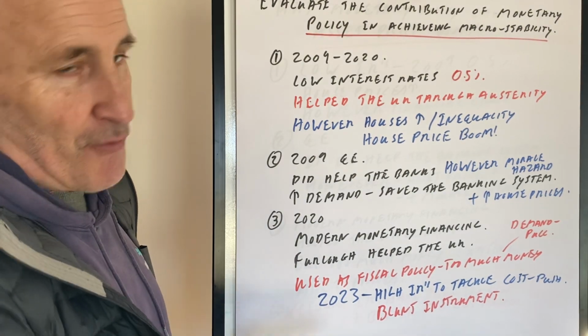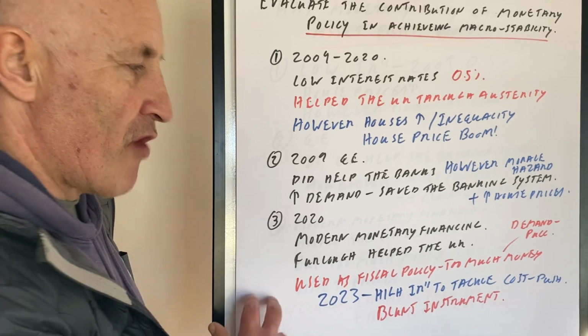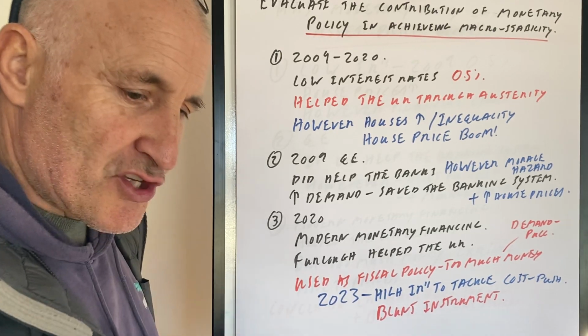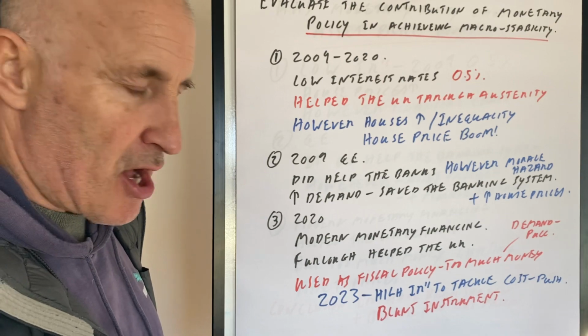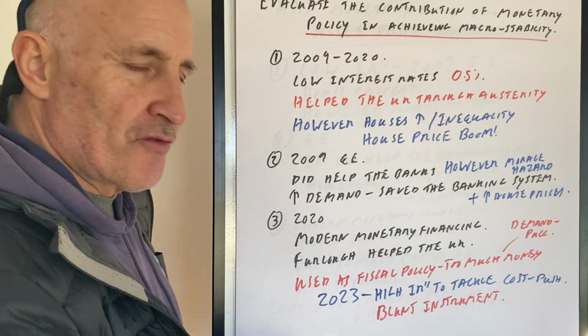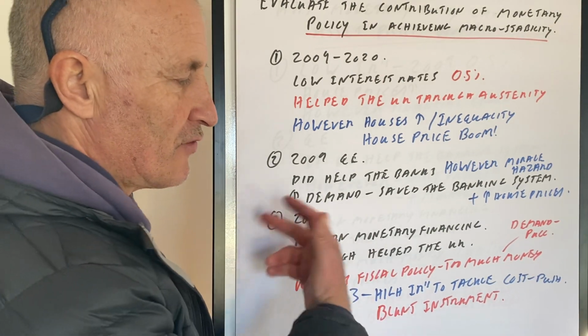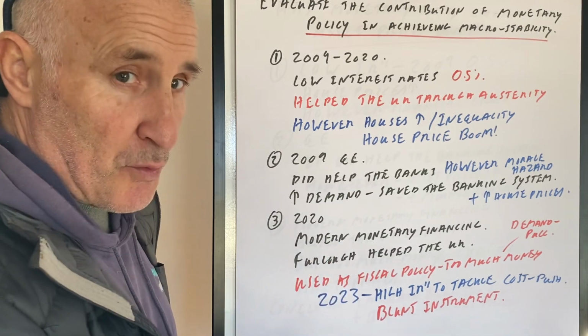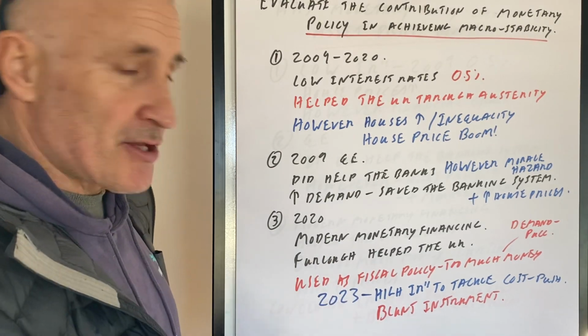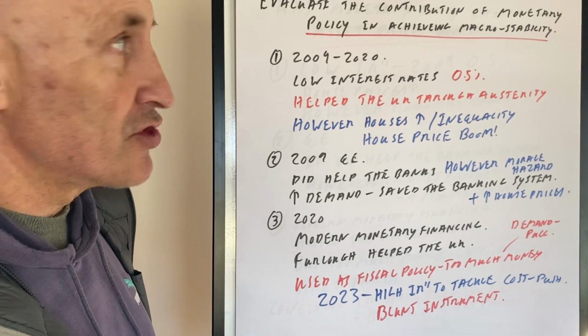And maybe if we'd been really clever about it, we could have raised interest rates and also used modern monetary financing at the same time. So raising interest rates would have brought down the housing market, and we could have used modern monetary financing in all sorts of ways. We did use it for furlough. Perhaps we could have used it for a green revolution as well.